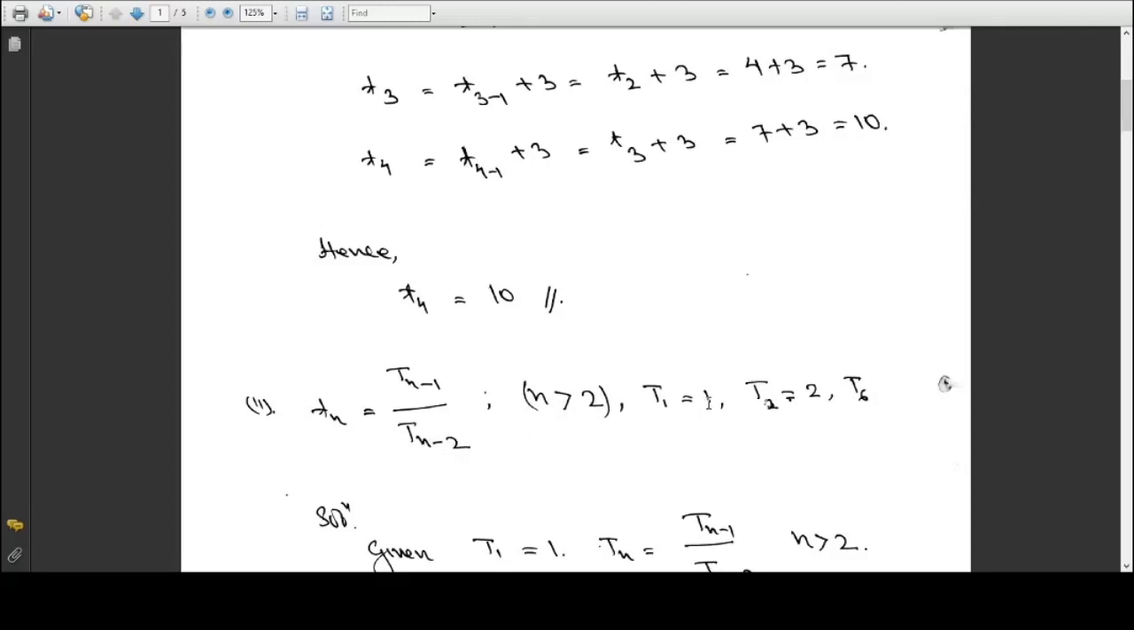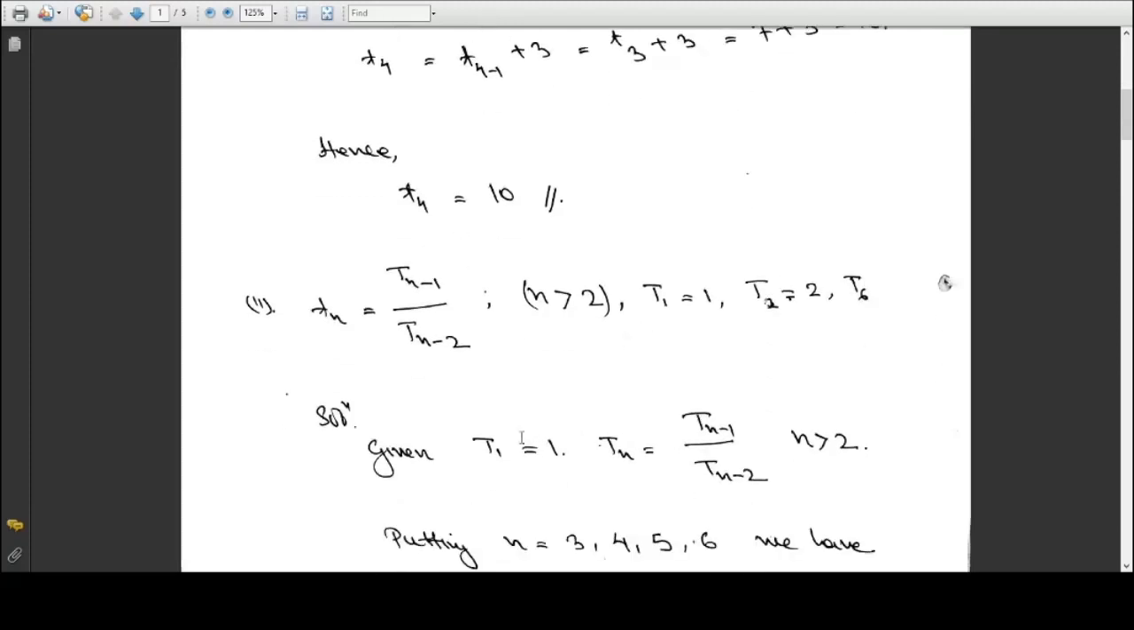T1 is given to be 1, T2 is given to be 2, and we have to find the value of T6. The same way here, it is given that the first term is 1, and the value of Tn is given by this rule, Tn minus 1 by Tn minus 2, where n is greater than 2. Now we'll put the value of n greater than 2, which means 3, 4, 5 and 6.